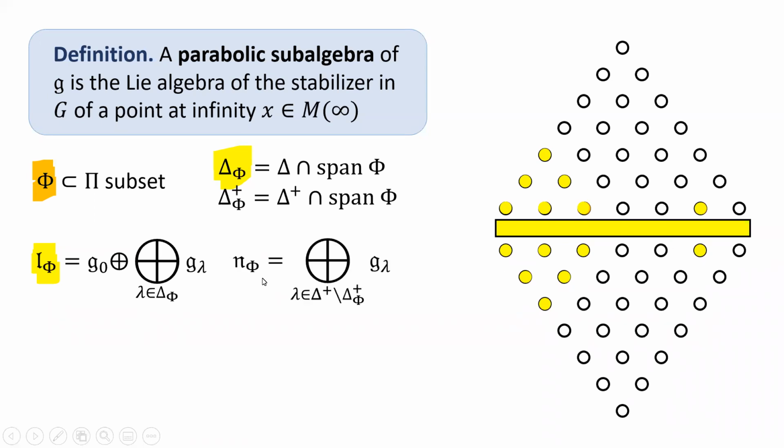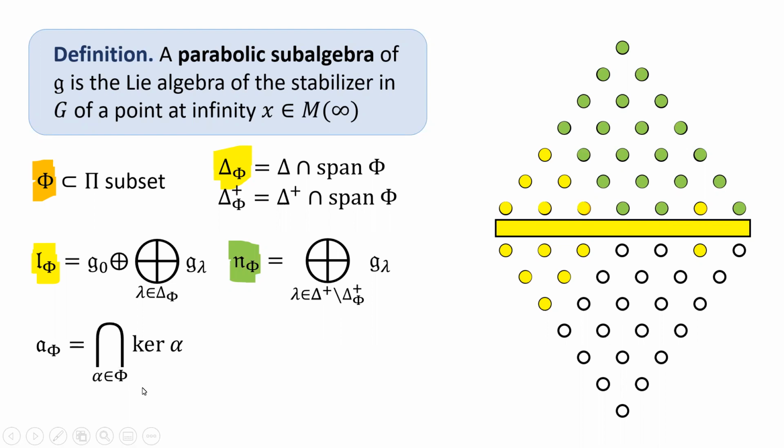Now I define this other nilpotent subalgebra, N phi. This N phi is the sum of the root spaces whose roots are not spanned by phi and are positive. Positive means in the picture above, in the triangular region above the rectangle. And not spanned by phi means not yellow. So these are the roots in here. The green nodes are there. We also define this abelian subalgebra as the intersection of kernels of elements in phi. I will need this later.